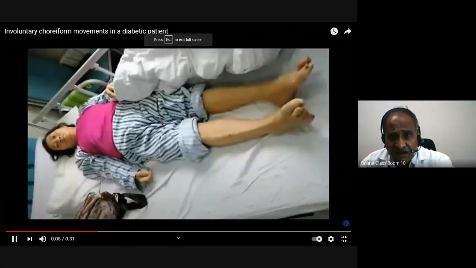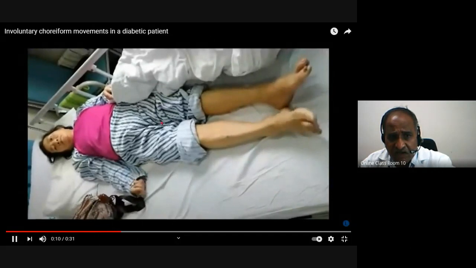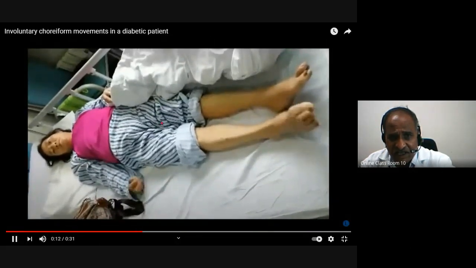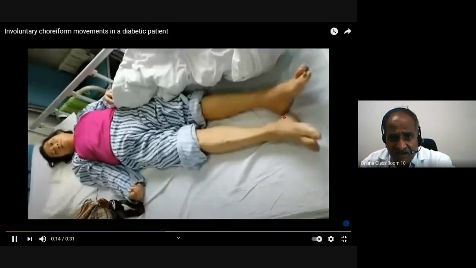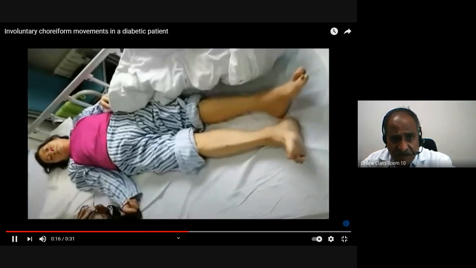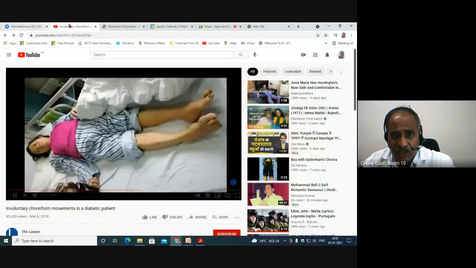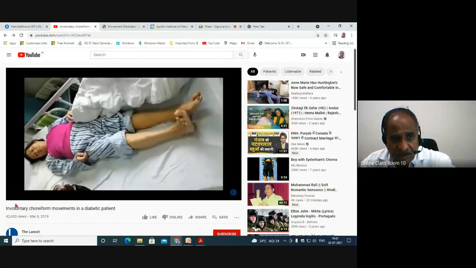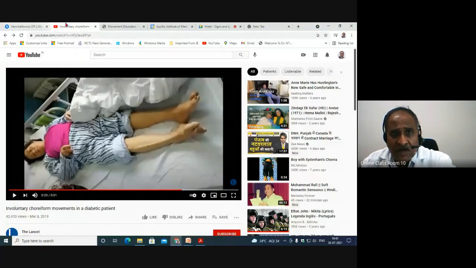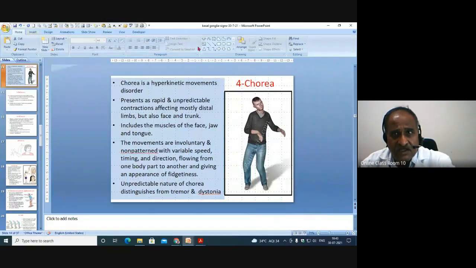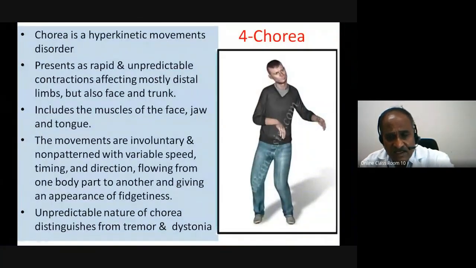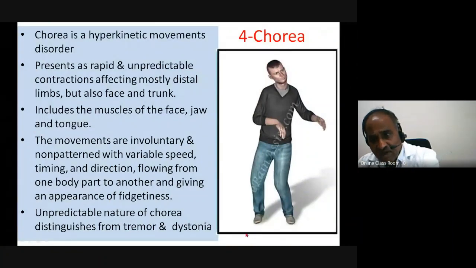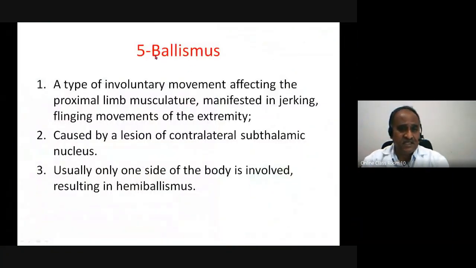So these are choreanic motions of an individual. You can just see that even the limb here, this limb and this limb. This is one of the choreanic motions, and that's what you see. Okay, so now, this is about chorea I mentioned. Then we have the ballismus.